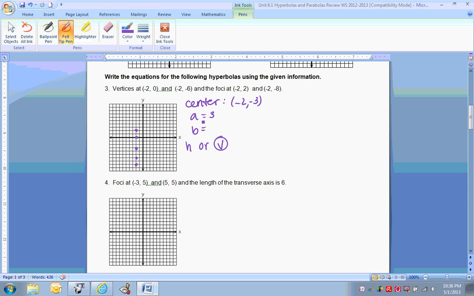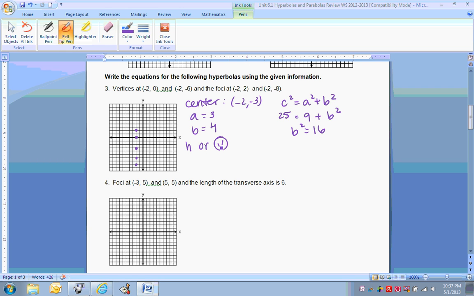And to find my b value, I have to use the equation c squared equals a squared plus b squared. So c squared equals 3 squared, which is 9, plus b squared. And we know c is the distance from my center to my foci, and that's 5, so c squared is 25. Now I have to find 9 plus something equals 25, so b squared has to equal 16. So b is equal to 4.